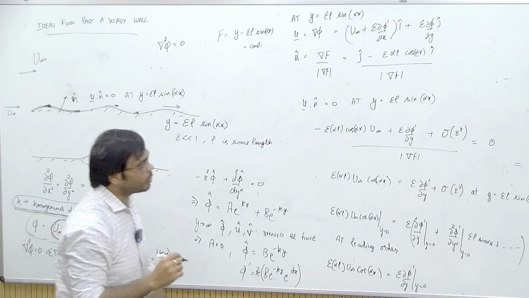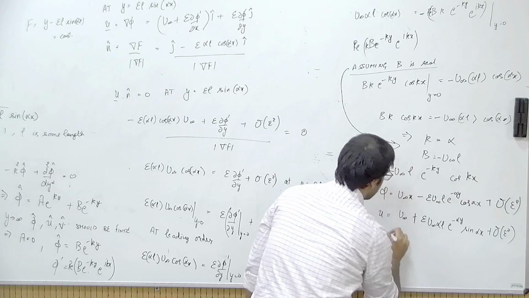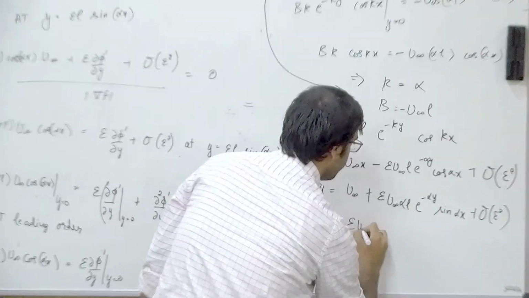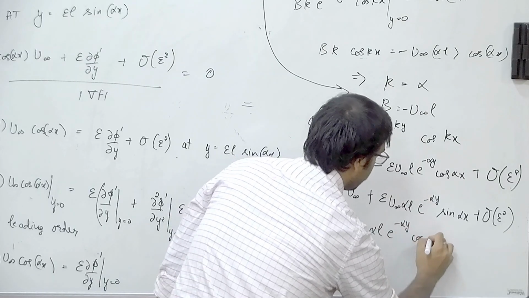Okay, and you can look at what is happening with your y direction velocity also. So v is del phi by del y, so this guy is 0, and you get epsilon u infinity alpha L e to the power minus alpha y cos alpha x.